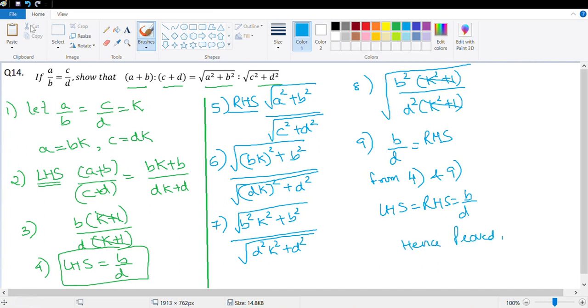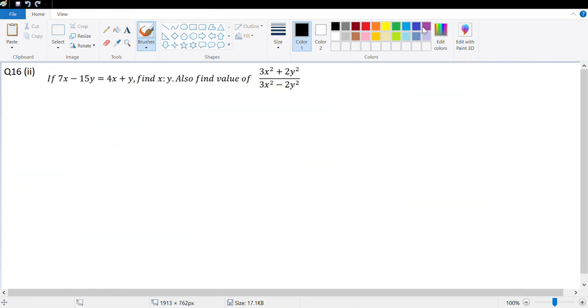Good, let's look at the next one. This was a fairly simple one. The next one is question number 16, part 2. Question number 16, part 2 says if 7x minus 15y is equal to 4x plus y, find x is to y. Okay, so let's bring like terms together.